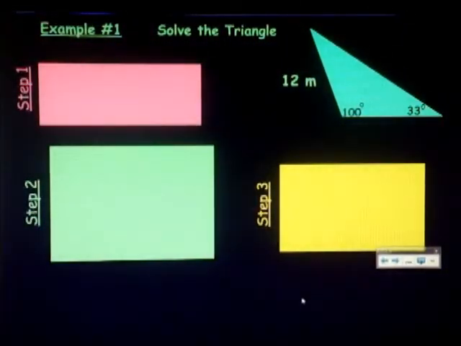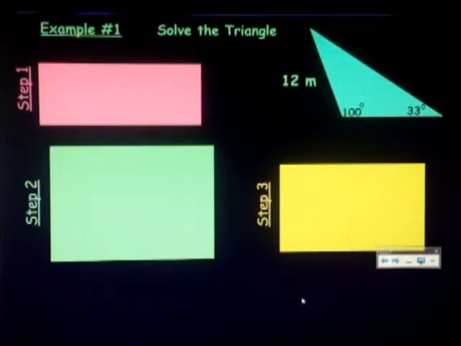First example. In our triangle, we have what I think is the easiest situation. We know two of the angles and only one of the sides, and the side that we know is opposite one of the angles that we know. I have three steps here because we have three missing pieces: a missing angle and two missing sides. The direction says to solve the triangle.